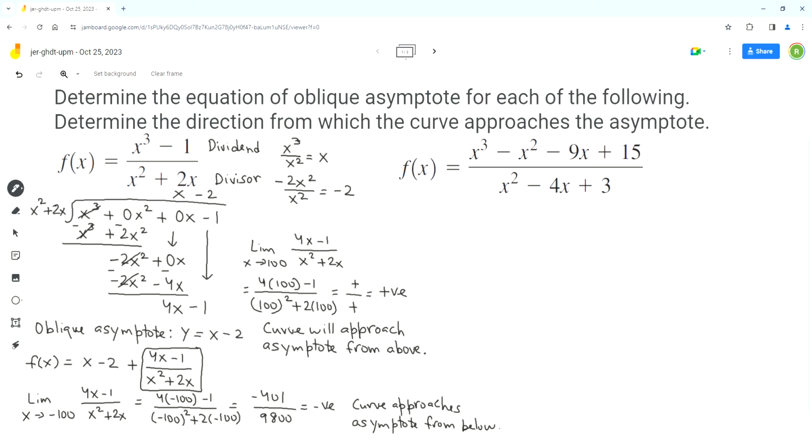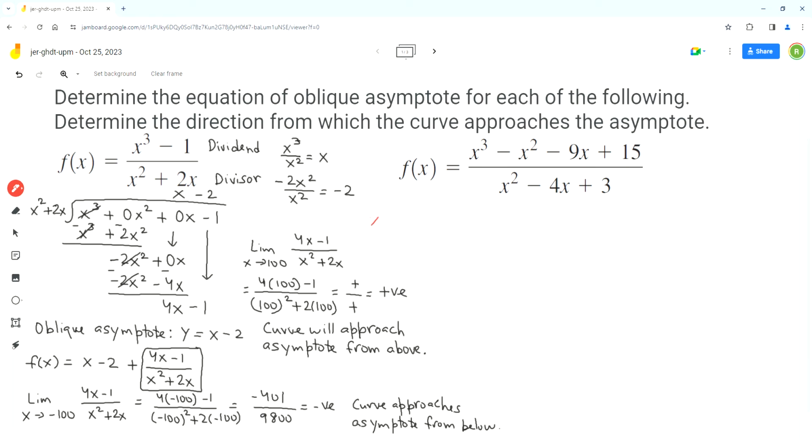So this should be the final answer for the first function. So now we can analyze the second function. Now again, we'll have to start with the polynomial long division to find the equation of the oblique asymptote, which will be the quotient of the long division.